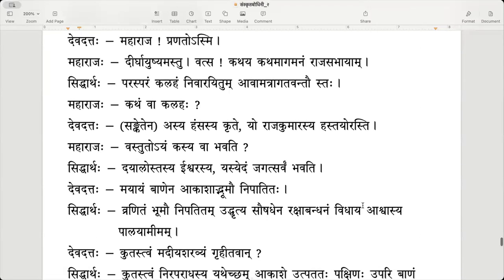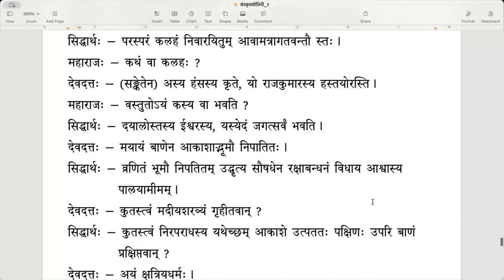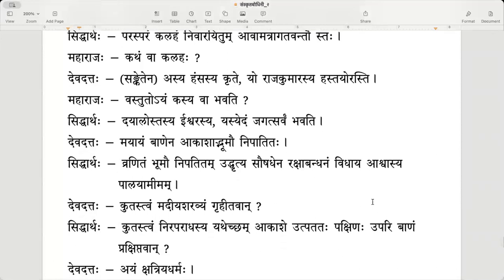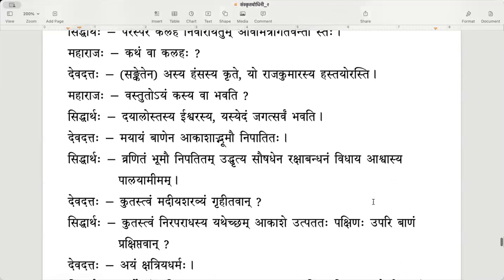Dayaloho tasya ishwarasya yasya idam jagat sarvam bhavati. Very clever answer. So this one belongs to that merciful Ishwara, that merciful lord, to whom this whole world belongs. Maya ayam banena akashat bhumau nipatitaha. This swan was felled by me using an arrow, made to fall from the sky onto the bhumi, onto the earth.